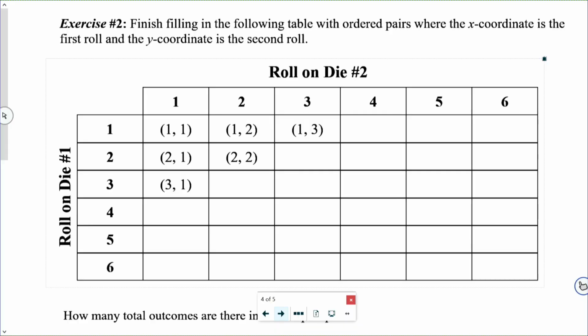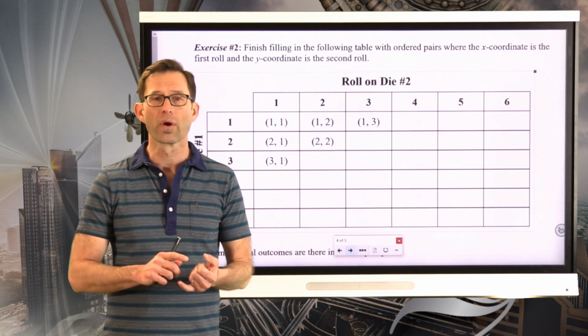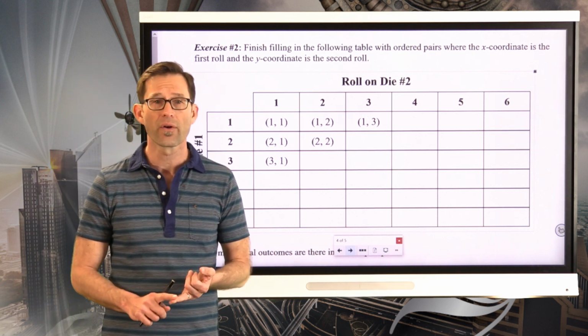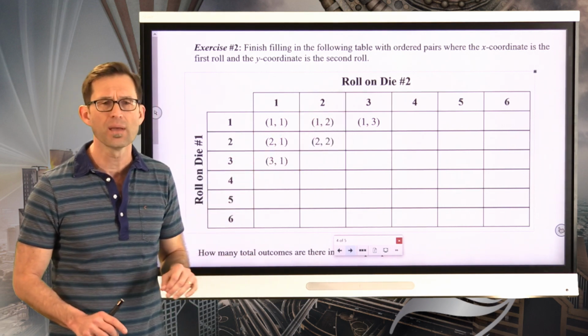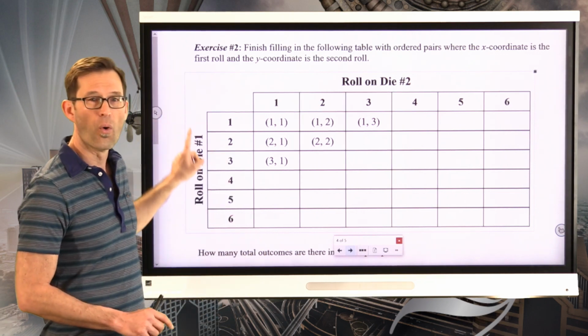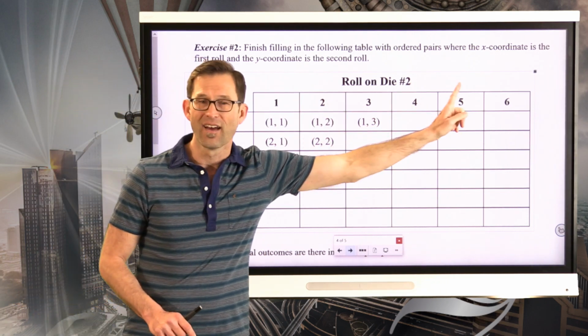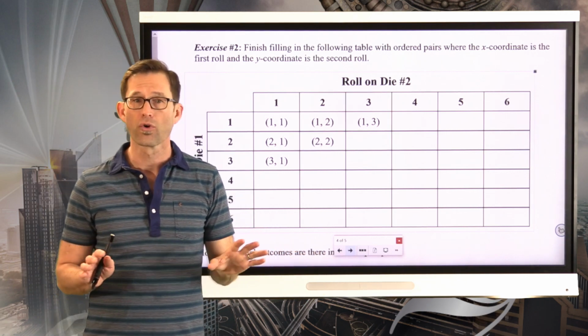Finish filling in the following table with ordered pairs where the x-coordinate is the first roll and the y-coordinate is the second roll. Now this is very important, right? We talked about doing organized lists, tree diagrams, and outcome tables, and that's what we have here. Outcome tables are really nice when there's a two-stage event. Roll one die, roll the second die, because then we can represent equally likely outcomes with ordered pairs.